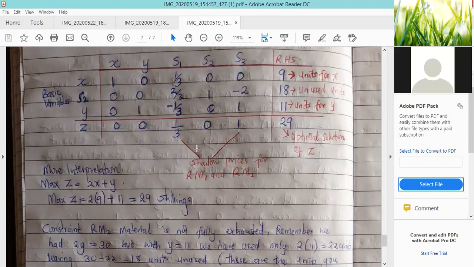And again, what I've talked about here, you may be asked also to do an interpretation, let's say in a particular problem.